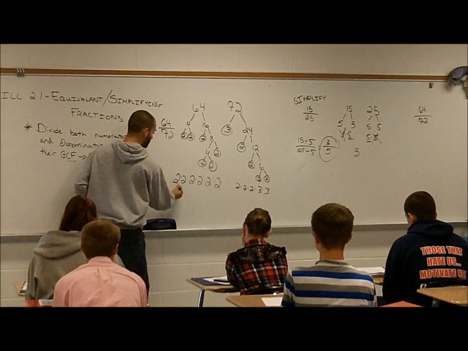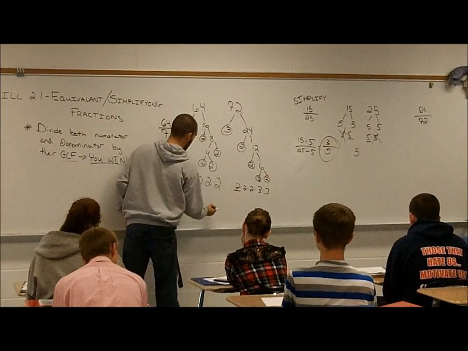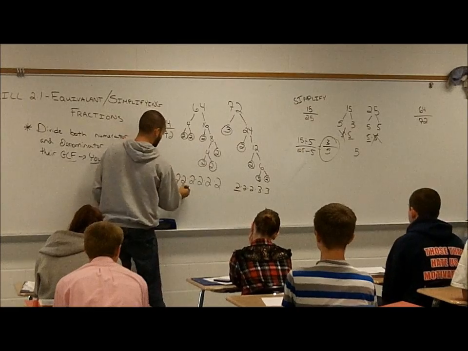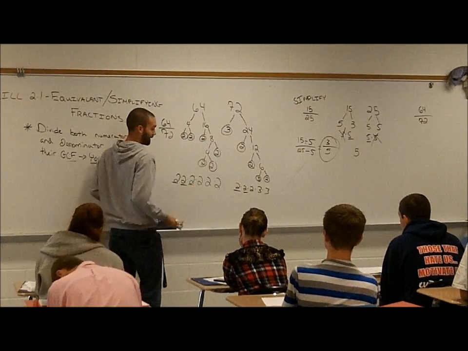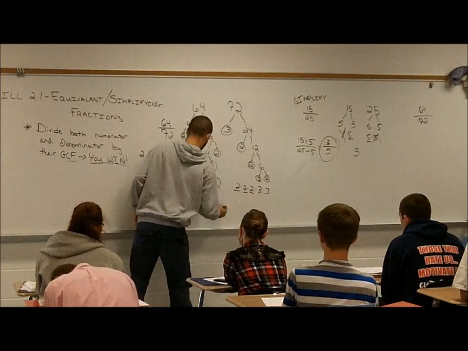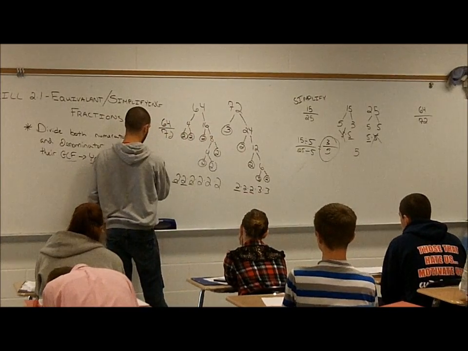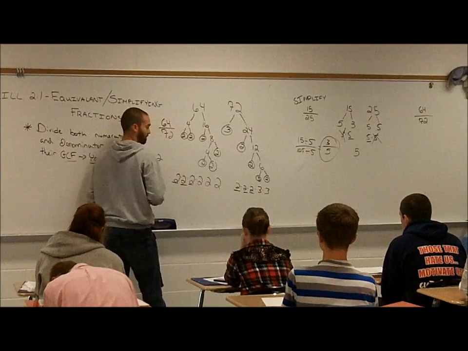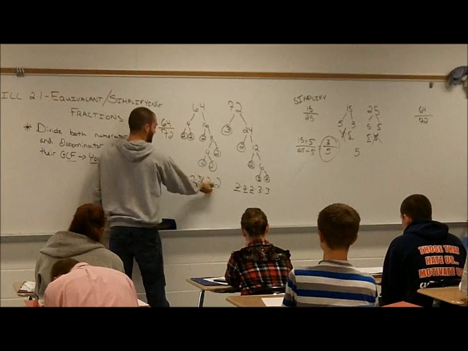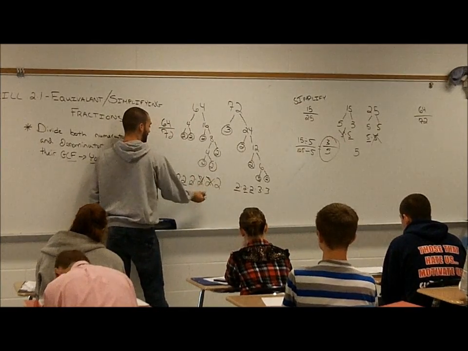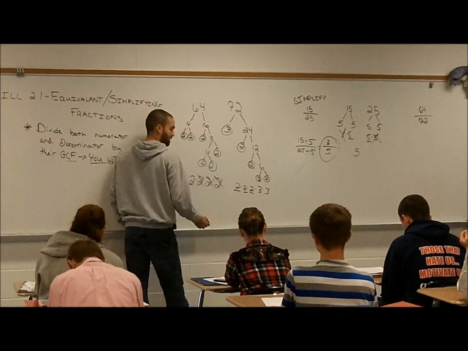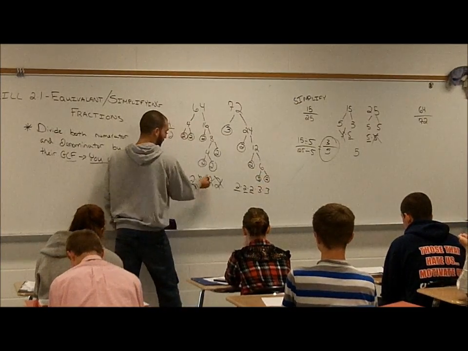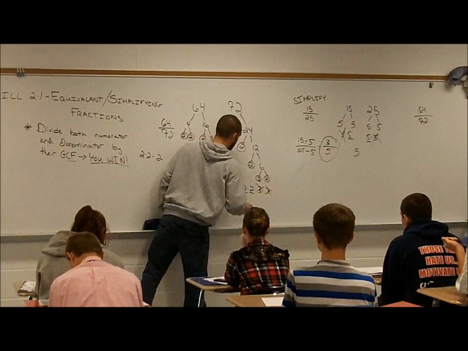Does this 2 have a buddy? Yes. How many times do I write it? Does this 2 have a buddy? No. Does this 2 have a buddy? Yes. Does this 2 have a buddy? No. Does that 2 have a buddy? No. So I go over here. Do these 3s have buddies? No. They have to have buddies over here. No buddy, no 3s there.